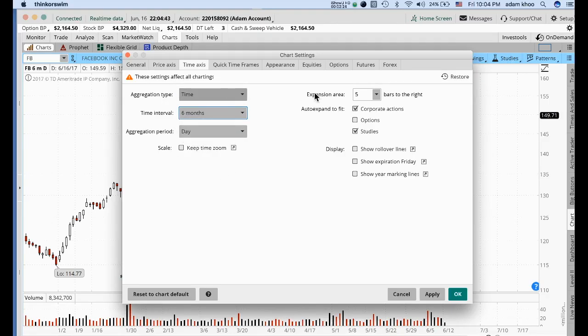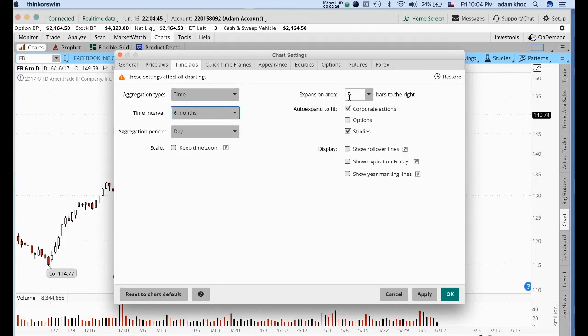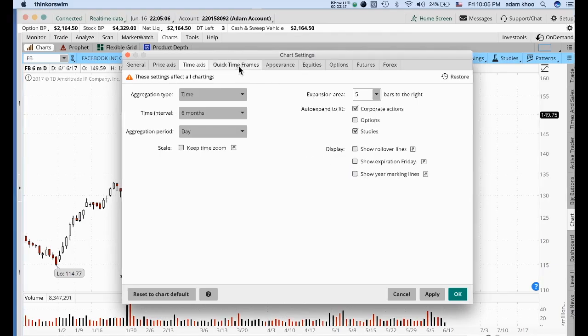Expansion area. This I'll put 5 bars to the right. Auto expand to fit corporate actions. Yes, check that. Check studies. These 3 things I would uncheck. I don't like these things, but if you want, it's personal preference. I uncheck it.